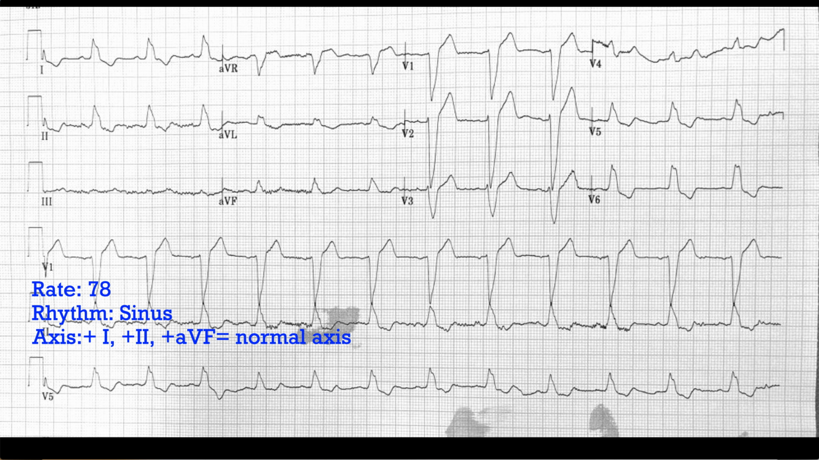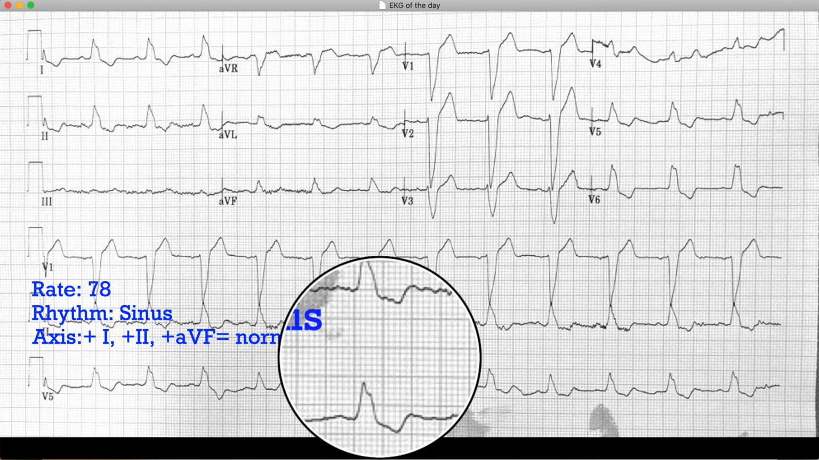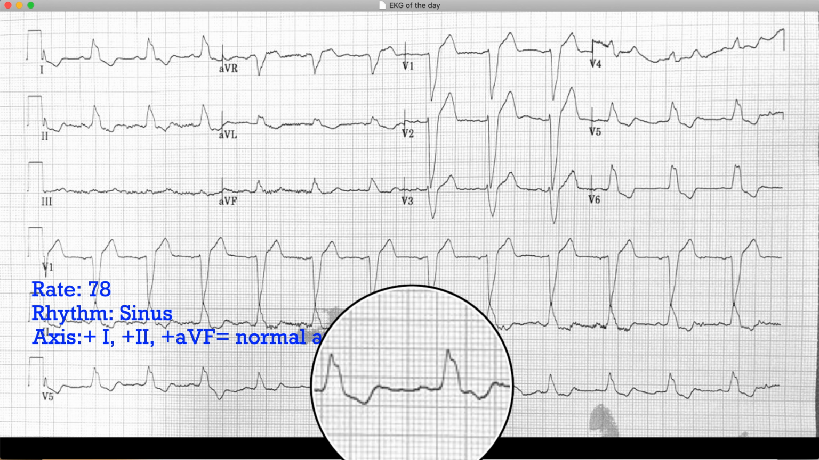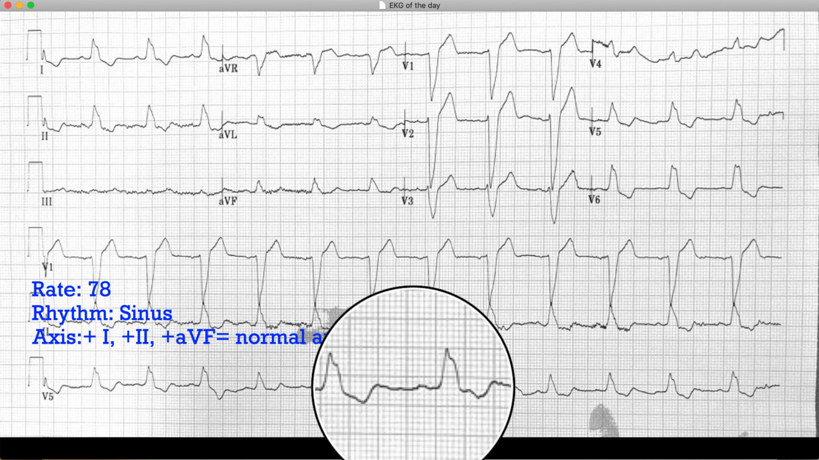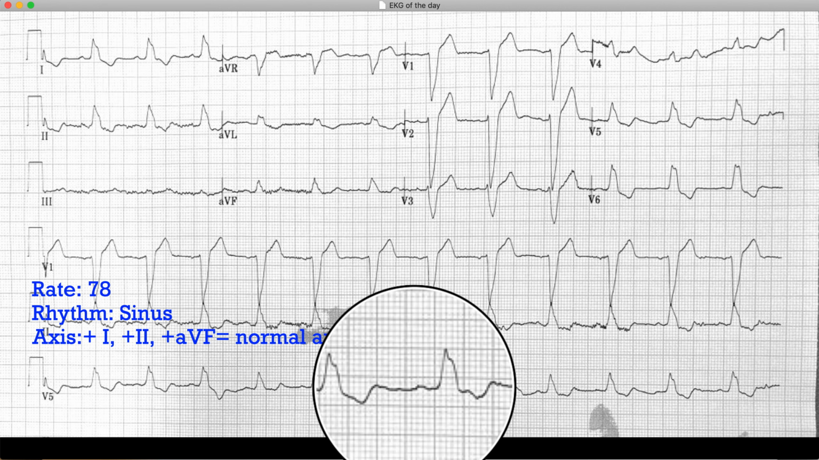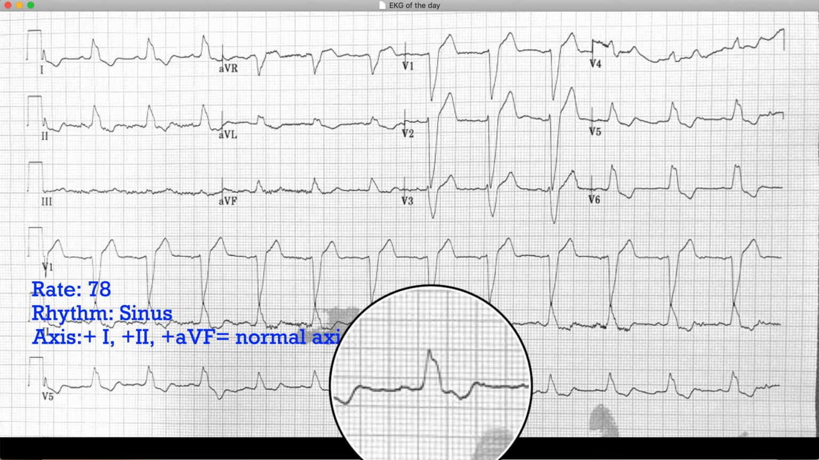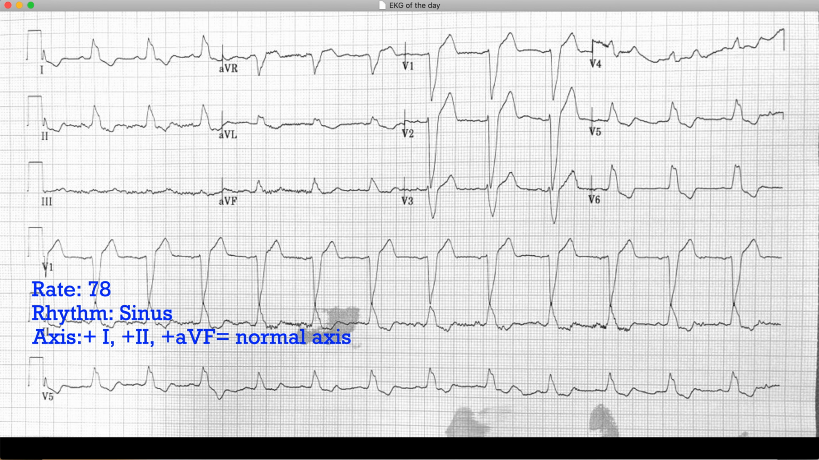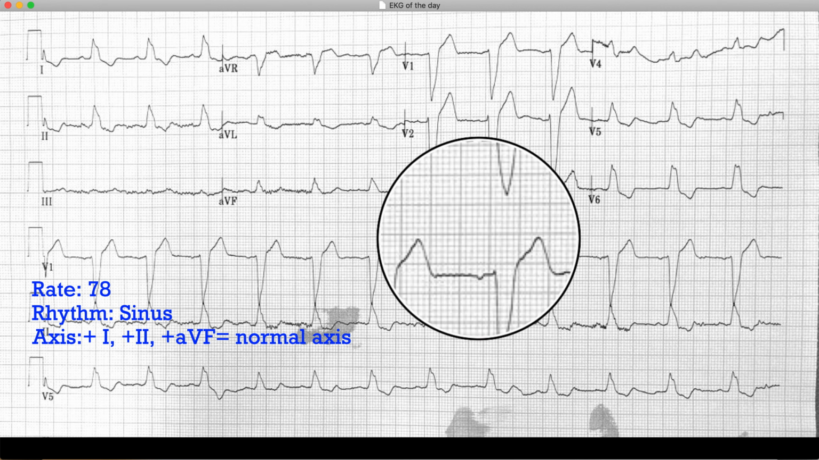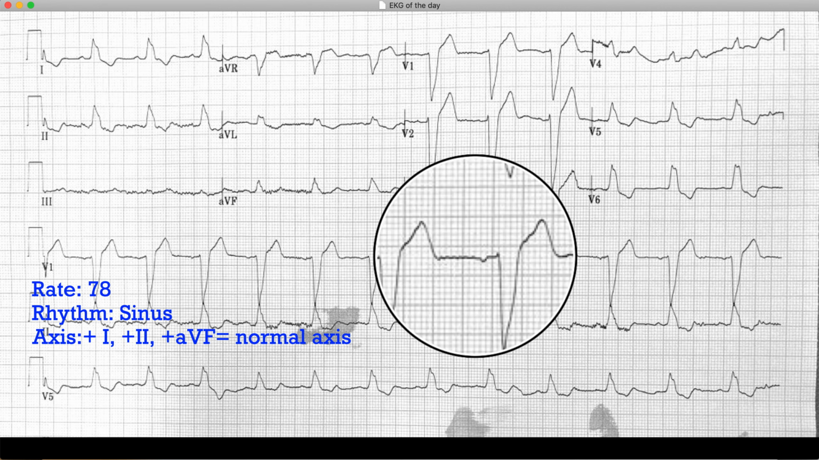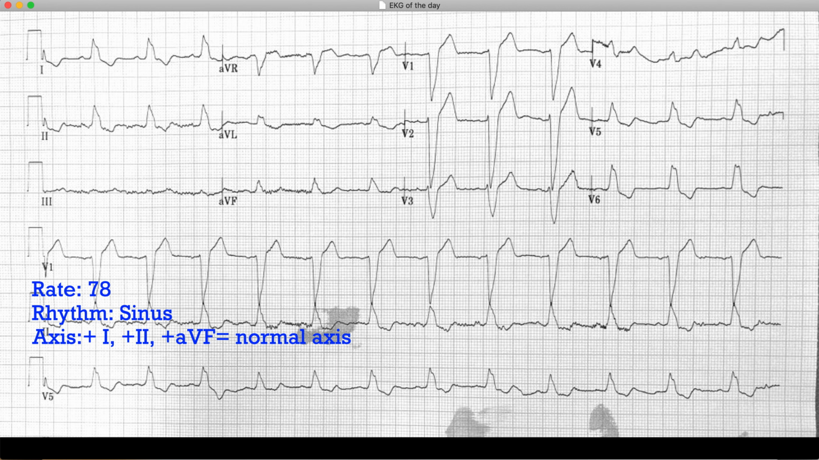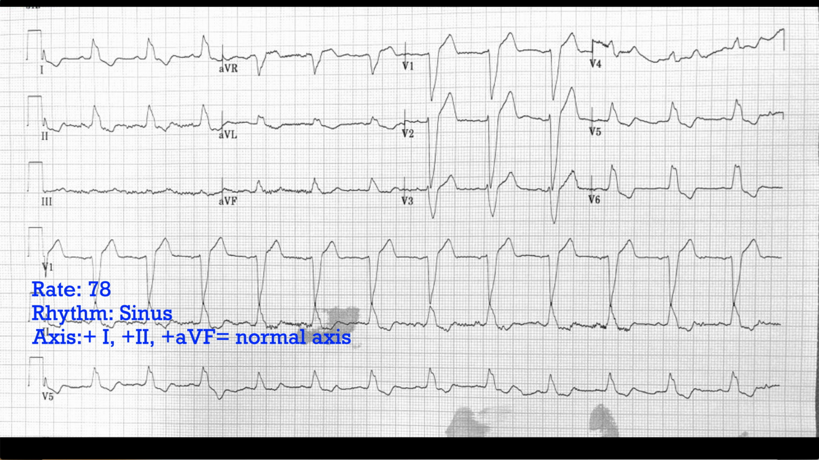Rate, rhythm, axis, intervals. Let's look at the three intervals that I really care about. One is the PR interval, so let's look from the beginning of the P wave to the beginning of the QRS complex, and that distance should be less than one big box, and it looks like it is. That starts on the edge of the second little box, and certainly finishes before one big box or 5 little boxes. You may see that a little more clearly up here. That space looks smaller than one big box. So we'll call this probably a normal PR interval without even attaching numbers to it.